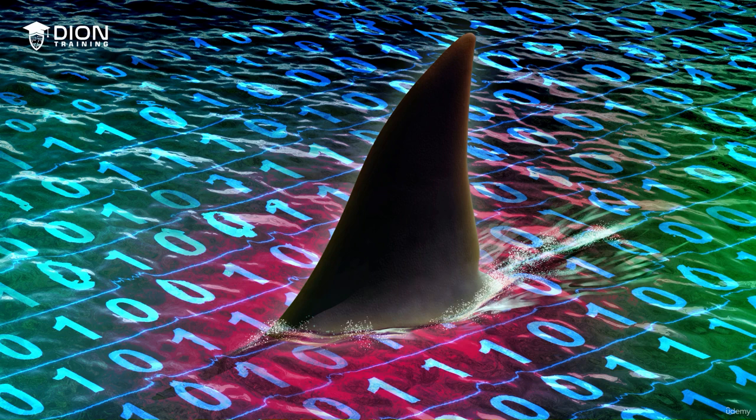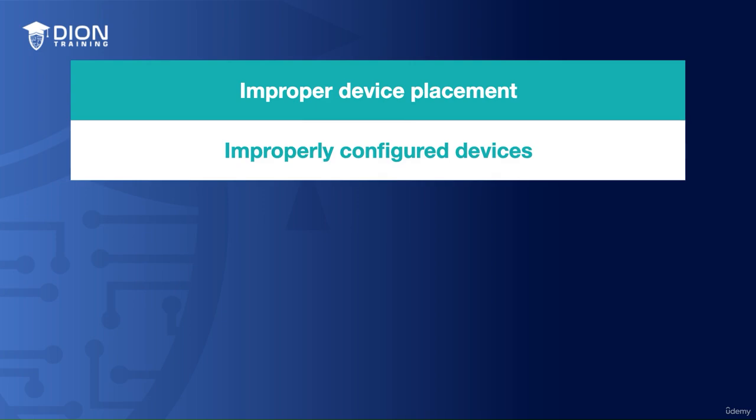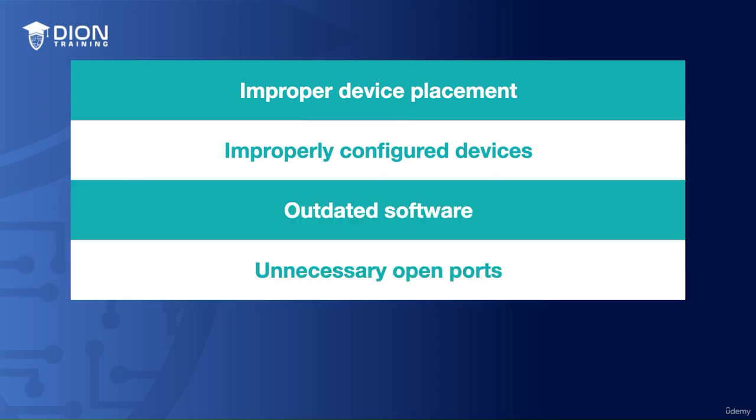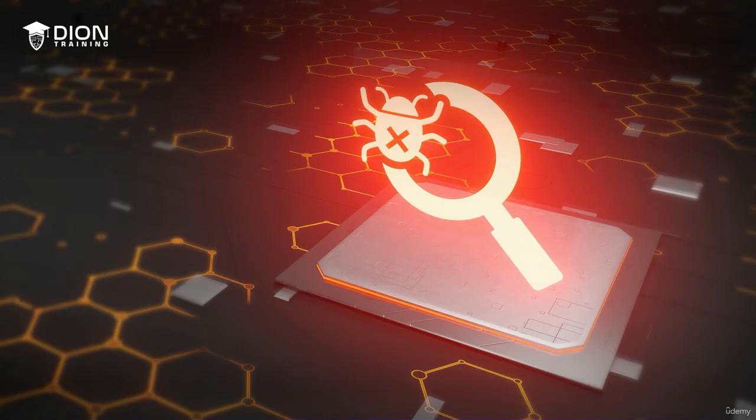A larger attack surface generally equates to a higher level of risk because there are more opportunities for malicious actors to exploit weaknesses and vulnerabilities in your systems, including improper device placement, improperly configured devices, outdated software, unnecessary open ports, and weak access controls that are being used. To reduce your attack surface, you need to identify the vulnerabilities and either eliminate them or implement proper controls to mitigate the risks associated with those vulnerabilities.